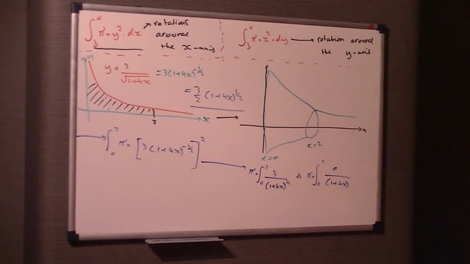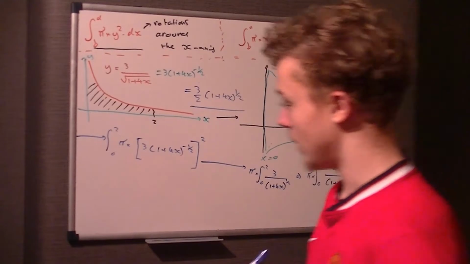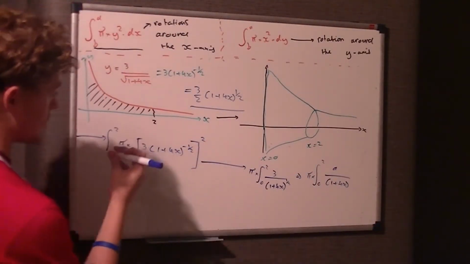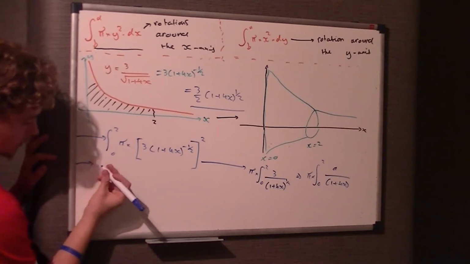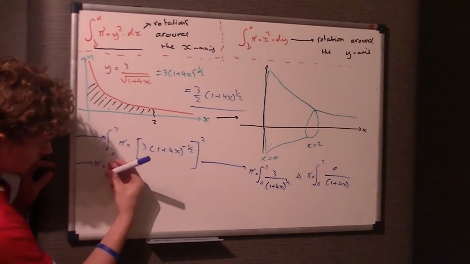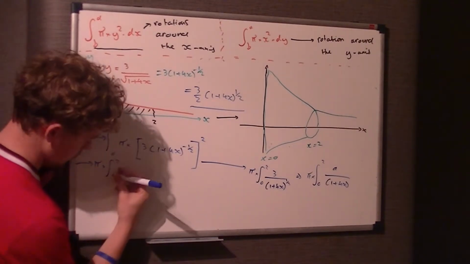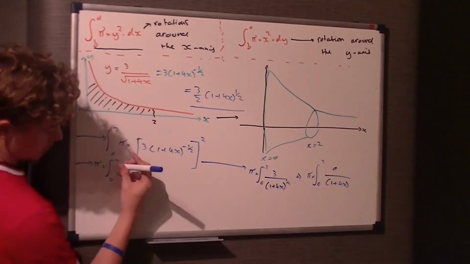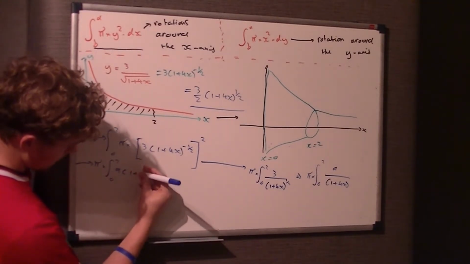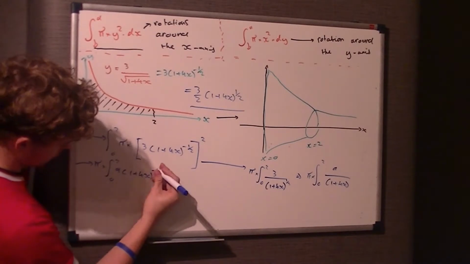So to integrate this, we use the same method as we did for up here when we integrated the original equation, but obviously this time we've got a little bit more to do. Now I'm going to rewrite this in a simpler form before I integrate it. So it's pi times the integral, limits 2 to 0, of 9 times 1 plus 4x to the minus 1.